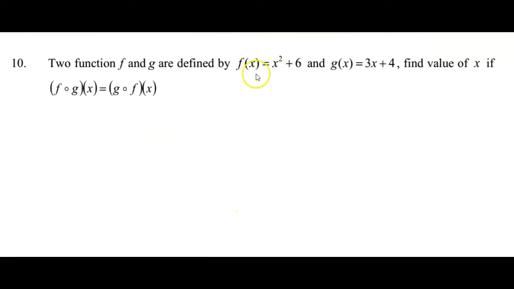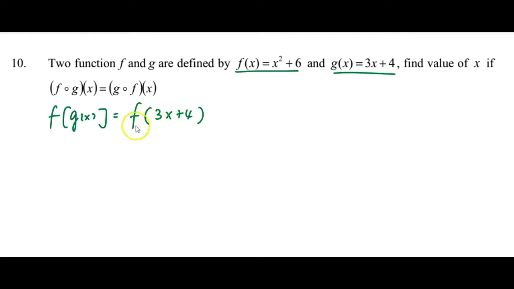This is a similar question to the question just now. We got f(x) and g(x) and need to find the value of x if f(g(x)) equals g(f(x)). So firstly, we get your f(g(x)) first. By putting g(x) as 3x plus 4, now you will have f of 3x plus 4, meaning that for the function of f(x), you need to put 3x plus 4 as your x. The same thing over here. This will be replaced by 3x plus 4. So you will have (3x plus 4) squared plus 6.